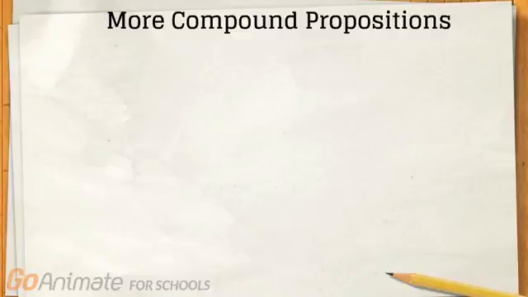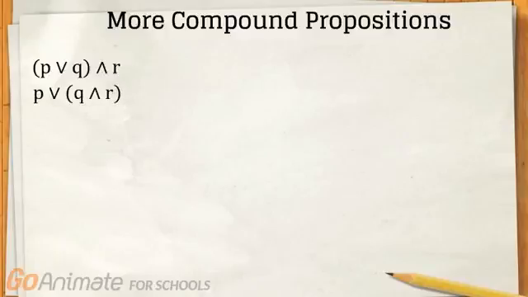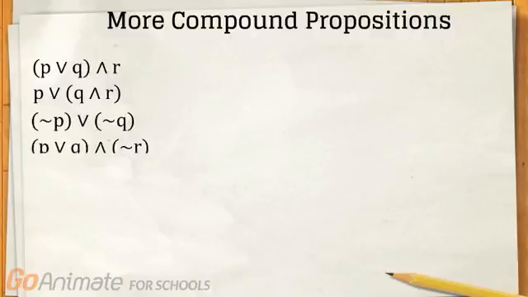Let P, Q, R be simple statements. We can form other compound statements, such as the disjunction of P, Q, with conjunction of R. The disjunction of P, with conjunction of Q, R. The negation of P, or negation of Q. The conjunction of P and Q, and negation of R, and many others.